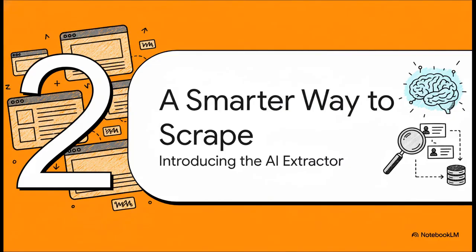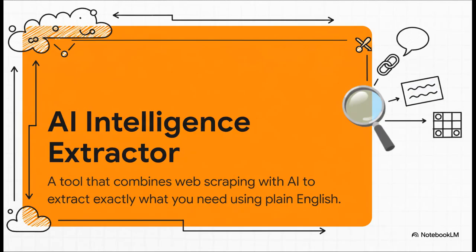Okay, so what if there was a smarter way to do all this? Well, this is where the AI Contact Intelligence Extractor comes into play. It is literally built to solve this exact problem, combining good old-fashioned web scraping with the incredible power of AI. So, what is this thing, really? To put it simply, it's a tool that lets you ask a website for information using plain English. Seriously, no code required. You can ask for a list of social media links, a summary of a company's mission. You can even ask for custom data fields that you just make up right there on the spot.